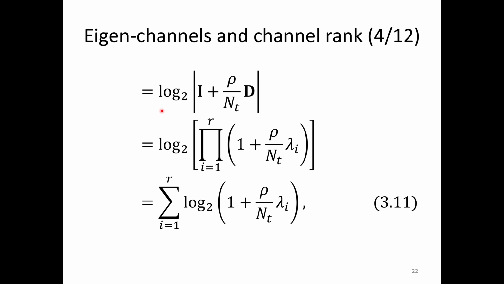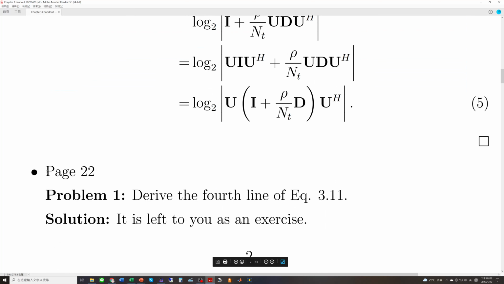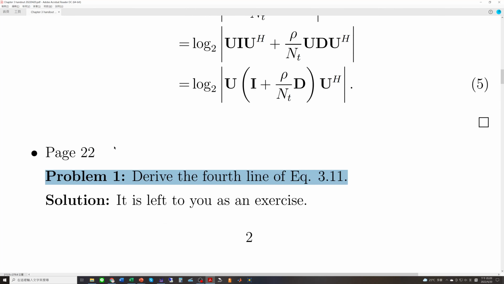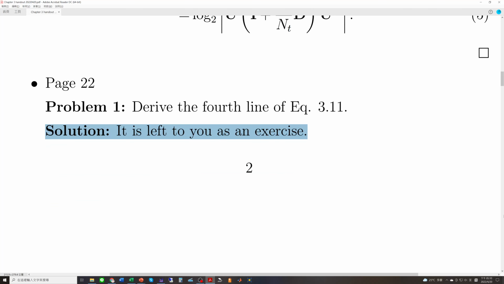Then this equation is equal to log 2 of the product from i equals 1 to r of 1 plus rho over nt times lambda i. Why does this equality hold? Let us see the handout. Page 22, problem 1: derive the fourth line of equation 3.11. Solution: it is left to you as an exercise, as I have told you before.